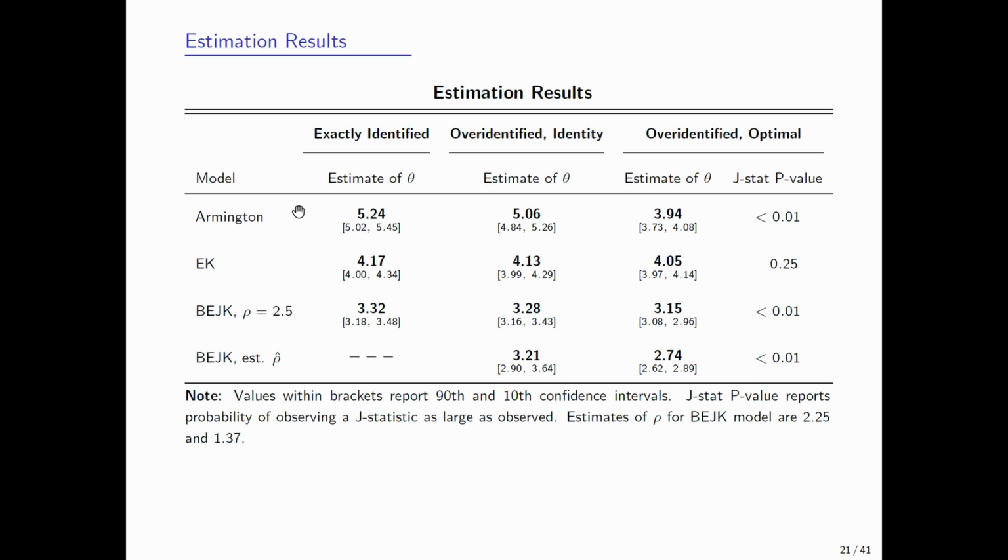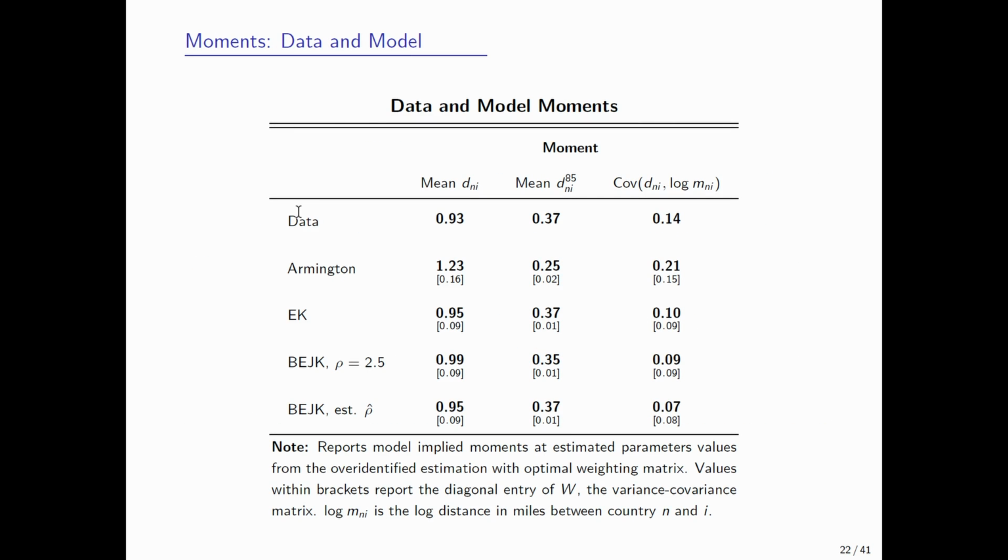Well, you have to be a little careful and look at the very last column. In the last column, we're showing the JStat, which basically tells you how the model fits the data. And this JStat is clearly telling you that the Armington model is rejected. Okay? So to give you a sense of why that's happening, I'm going to show you the actual moments in the data and the moments in the model so that you see how these models are fitting the data.